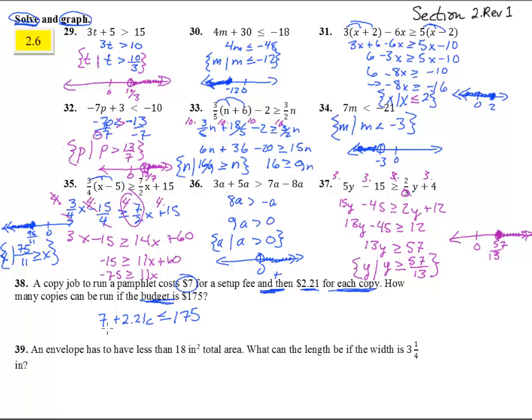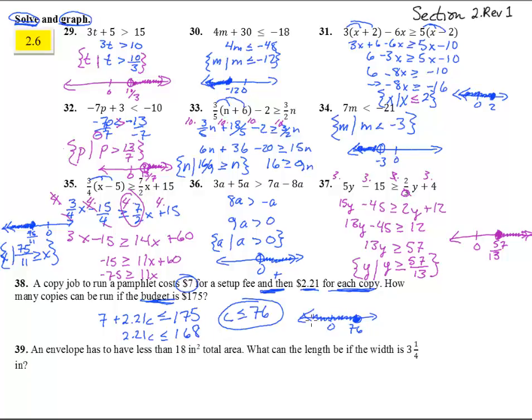So we can solve this one. Subtract 7, we get 2.21 times the number of copies has to be less than or equal to $168. And then divide both sides by 2.21, and we get that the copies have to be less than or equal to, punching that in my calculator, 76.01. I can't make 0.01 copies, so we will round to the nearest copy. Copies have to be less than or equal to 76, and there's 76 right there. We're going to circle it.